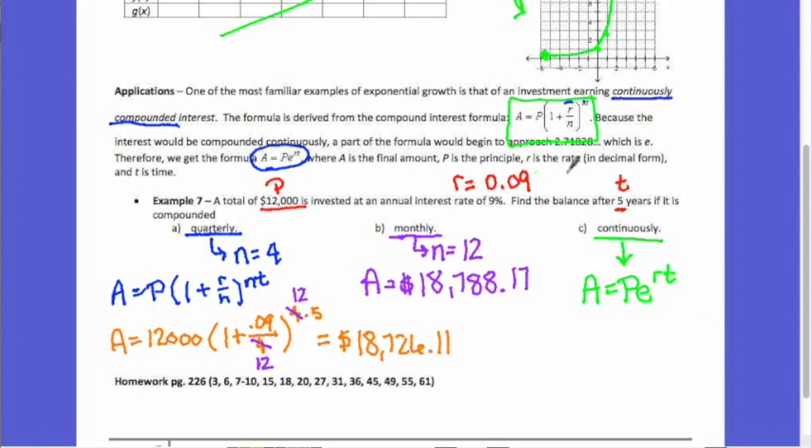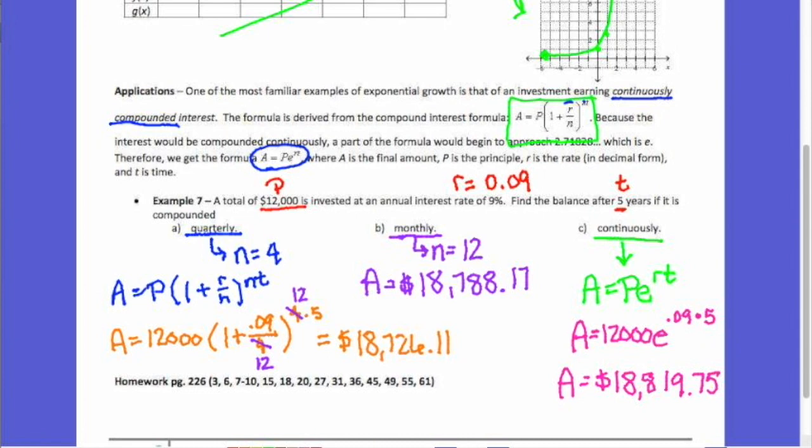My R and my T are still 0.09 and 5. And remember, e is not a variable. Oh, and my P is still the same as well. So it'll be 12,000 e to the 0.09 times 5. And we plug all that into the calculator and we get a grand total of $18,819.75.